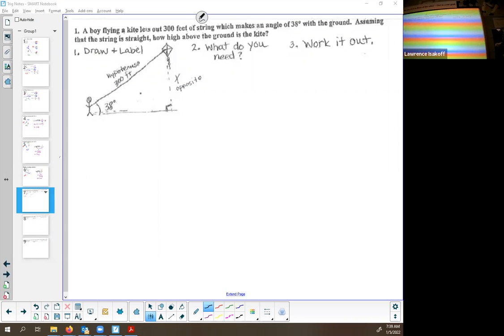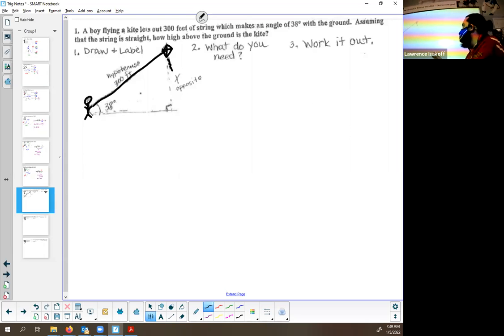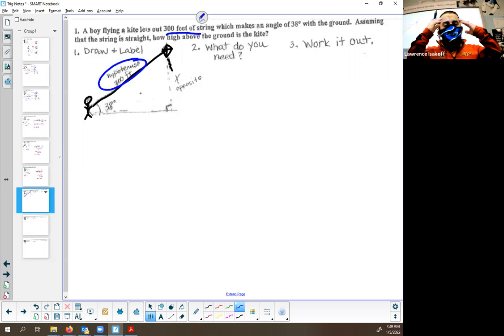So a boy's flying a kite. Right away, we put in this little stick figure here for the guy. And then we let it out and the kite is way up here, with a little string to the kite and everything. Now, it said they let out 300 feet of string. So the 300 feet of string, we're getting that right here. That is how much string was let out. Again, you're going to look at the context of the problem to figure out where these numbers go.